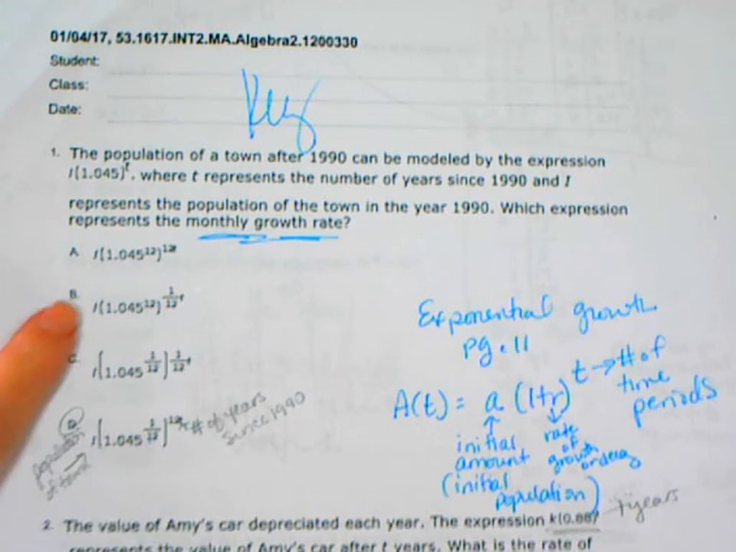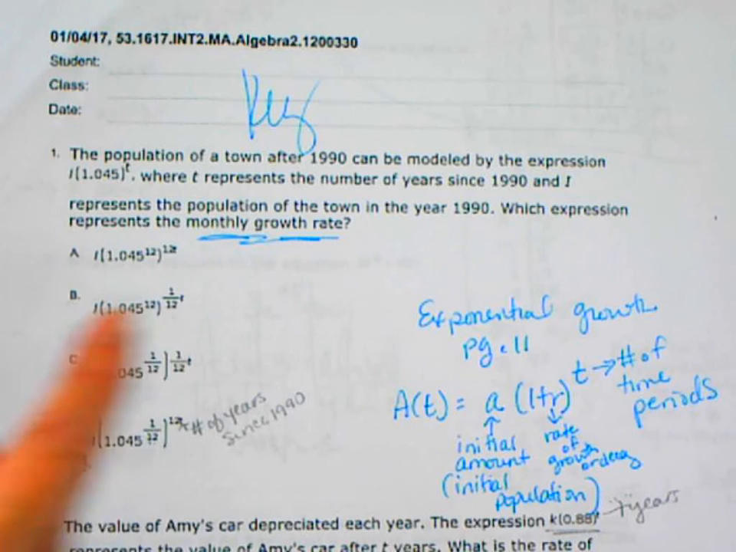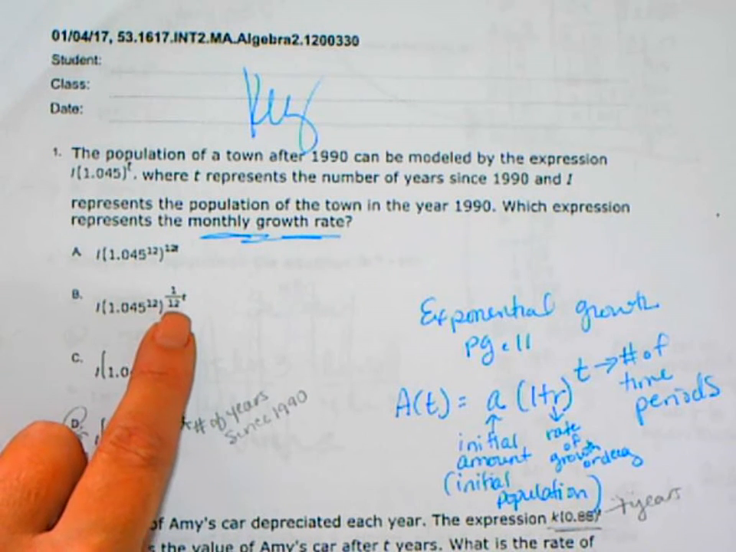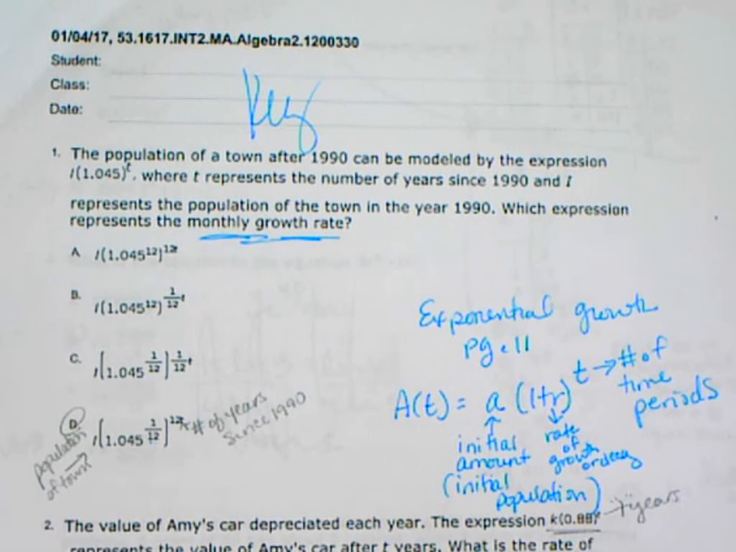I thought this was very similar to B. Honestly, I can't give you a good explanation of why they're different. I'm guessing because this is 1/12 of a time period, and then raised to the 12. To me, they're very similar, but D is the correct answer. Okay, go back and review those. You can move if you want to, so you can see around me.